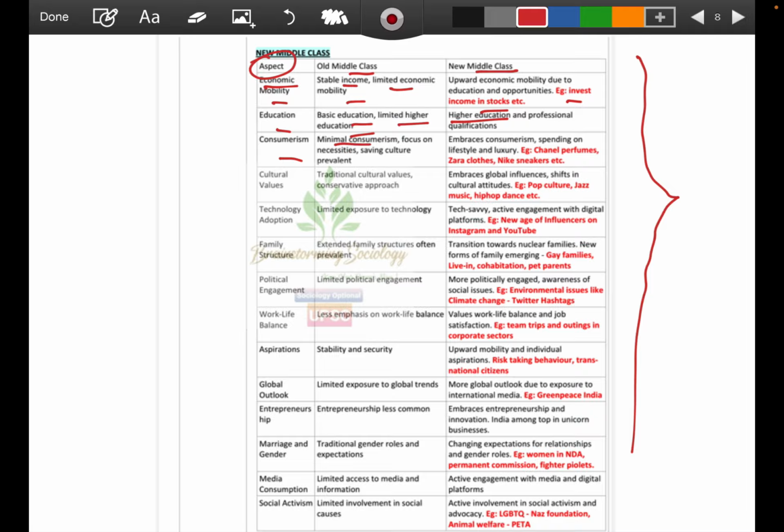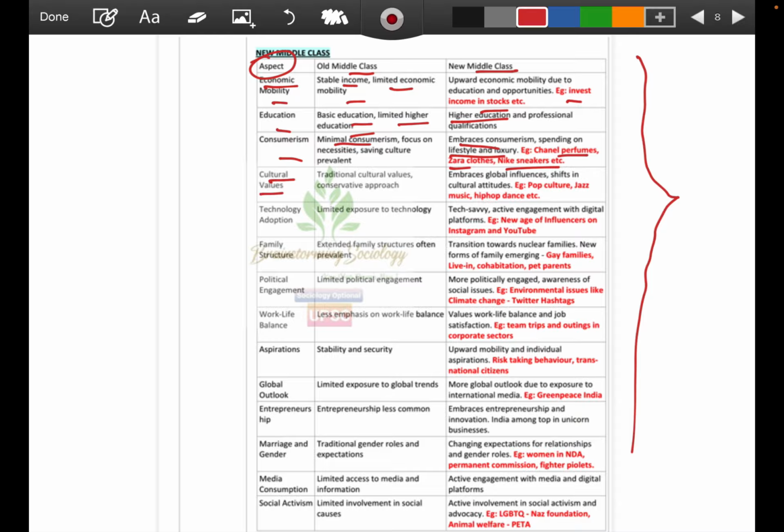Consumerism: earlier minimal consumerism, now hyper consumerism. It embraces consumerism like lifestyle and luxury, Chanel perfumes, Zara clothes, Nike sneakers. Whether I have less money or high money, I don't know, but I want these things, right? So I'm taking loans for an iPhone, paying EMIs and buying these perfumes, and all of this has become a trend. Who are these people? These are middle class only.